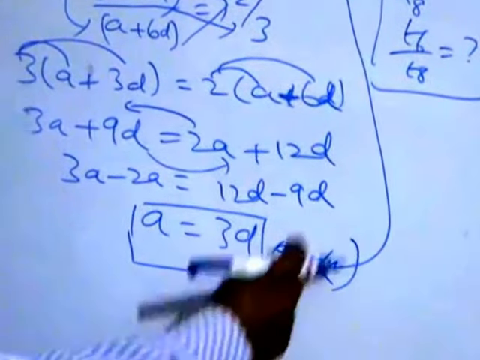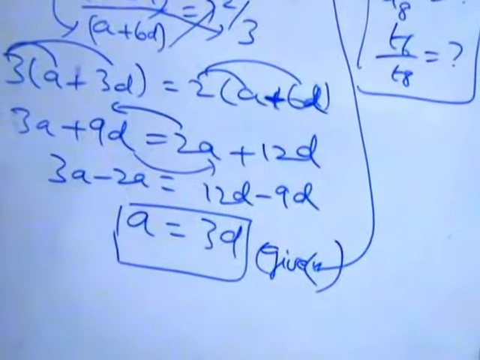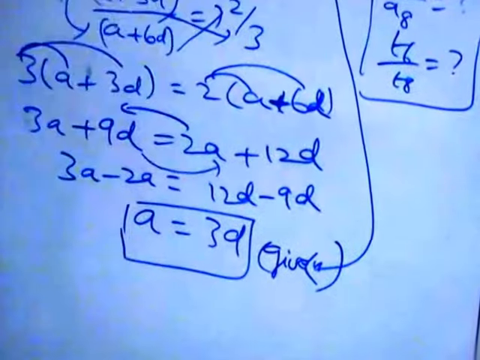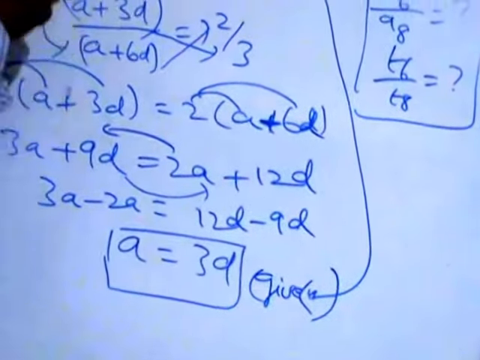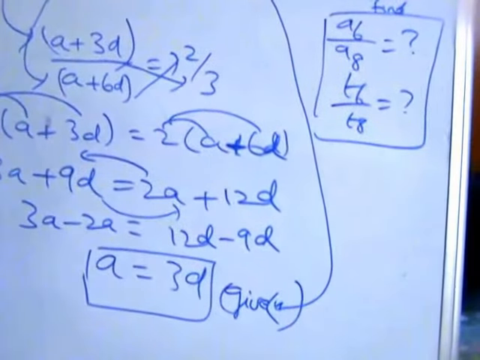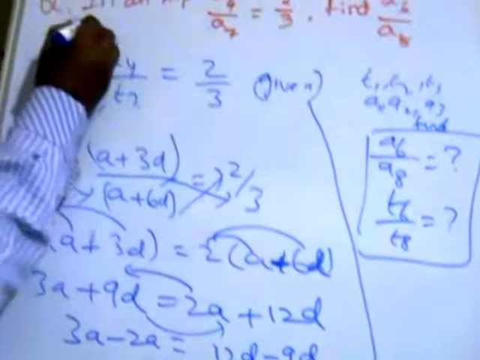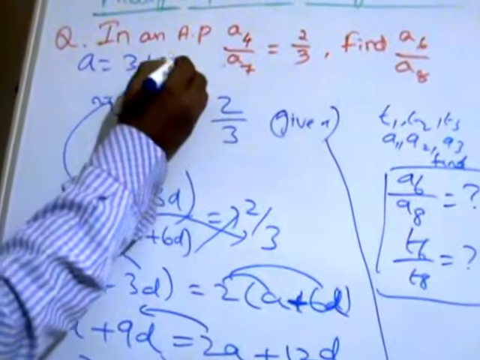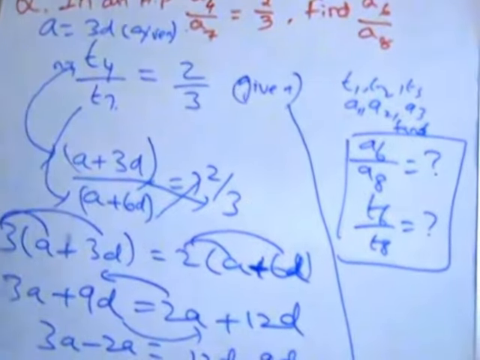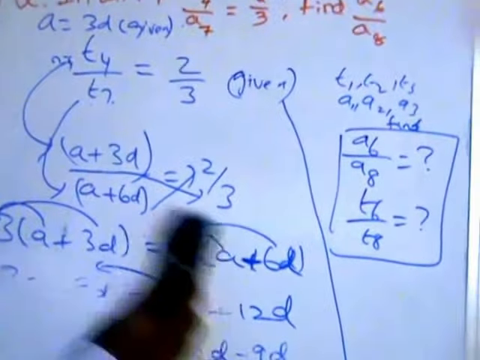Now we have to prove this. Now the sum starts. So remember, T4 by T7 is given as 2 by 3. That is, A4 is called T4. That is nothing but A equal to 3d. That is a given. So I will write here A is equal to 3d, given. This is what is actually given. So this given we have converted like this. Now the sum starts.